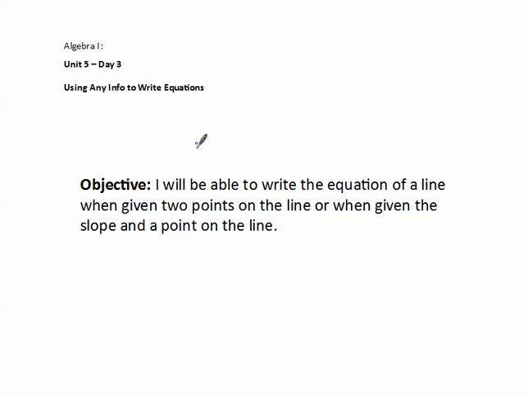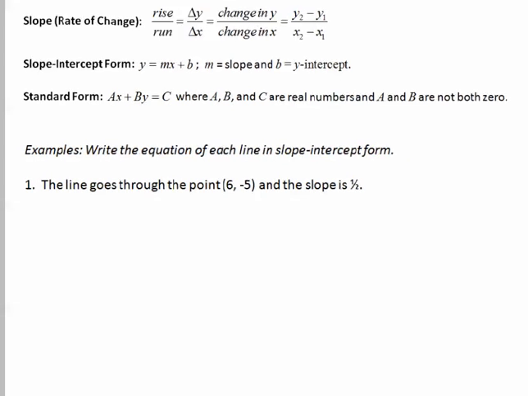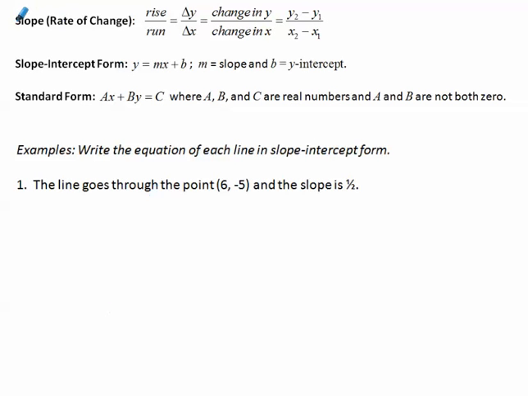Our goal in this section is to be able to write the equation of a line when given 2 points on the line, or when given the slope and a point on the line. Let's begin by recalling what is slope, or rate of change.